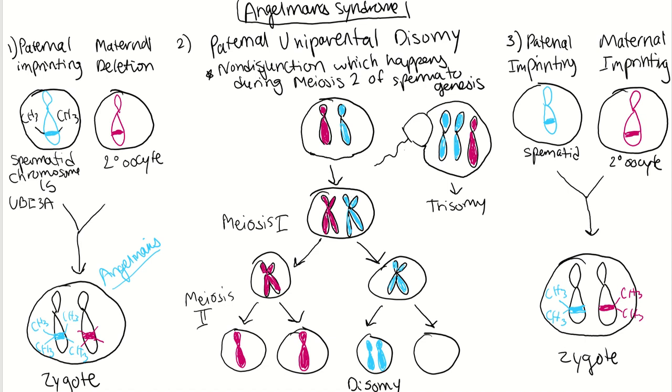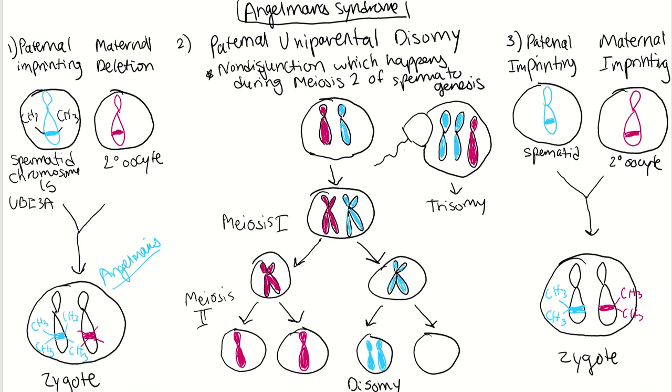So now when it comes time for fertilization, you have this gamete, aka the sperm, fuse with an egg, and this is a zoom in of what happens when that fertilization occurs. You then have two copies of a chromosome 15 from the dad and one copy from the mom. This results in a trisomy.